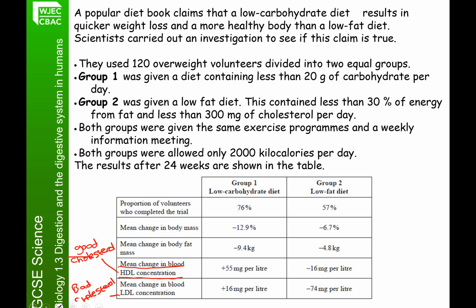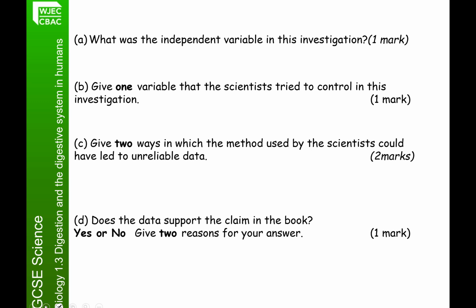Both were given the same exercise to do, a weekly information meeting, and were allowed the same number of calories per day. So we're looking at the results in the table after 24 weeks, and you were then asked to answer these questions. So what was the independent variable in this investigation? What you should have there, the independent variable was the diet. So it was either low carbohydrate or low fat.